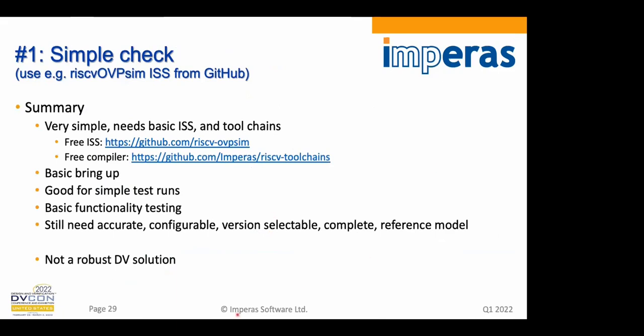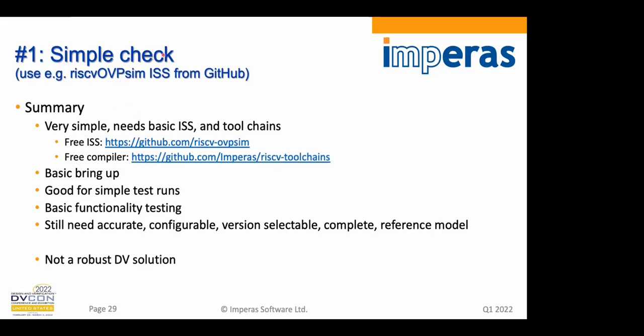You need a basic ISS, and I put a link here to one. We at Imperas make something called RISC-V OVP Sim available as an ISS up on GitHub, so you can download it. It's free to use for academic, personal, and commercial usage. It's basically a free simulator. We also put up toolchains based around GCC, pre-compiled, so again you can just download and get those.